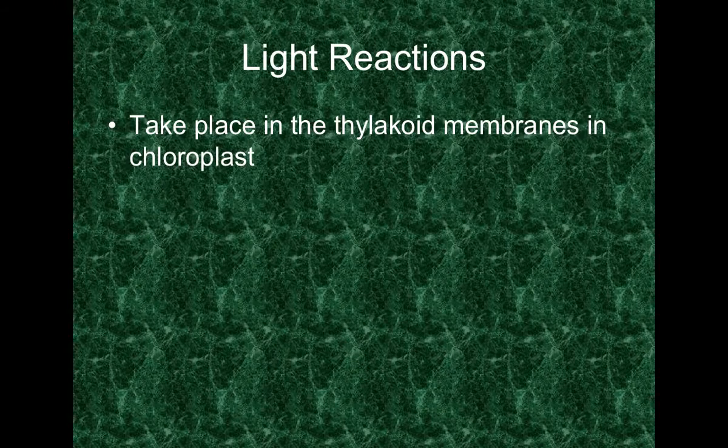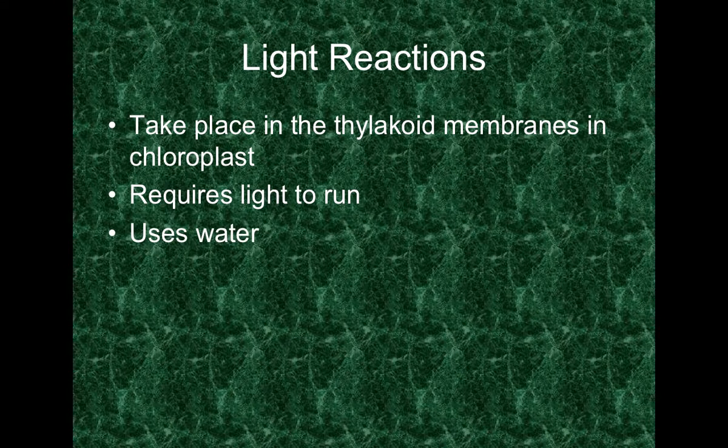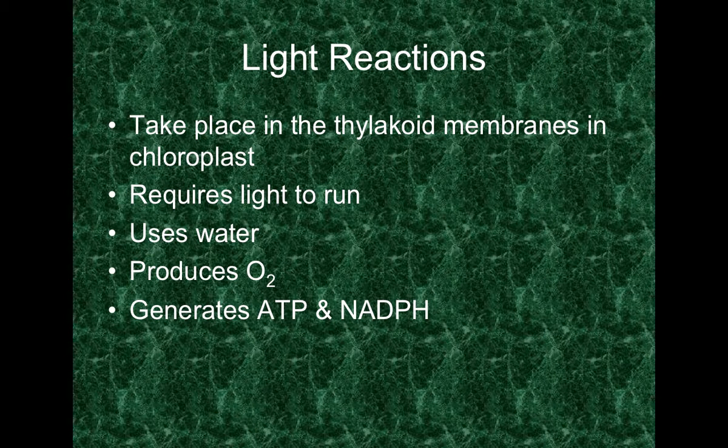So let's look at these light reactions. They happen in the thylakoid membranes in the chloroplast because these are the places that capture the light, and they require light to run. Light reactions use water, they produce oxygen, and they generate two compounds that we're going to use in the second step. The first one is ATP, and the second one is NADPH. And those are going to allow us to generate the glucose that we want.